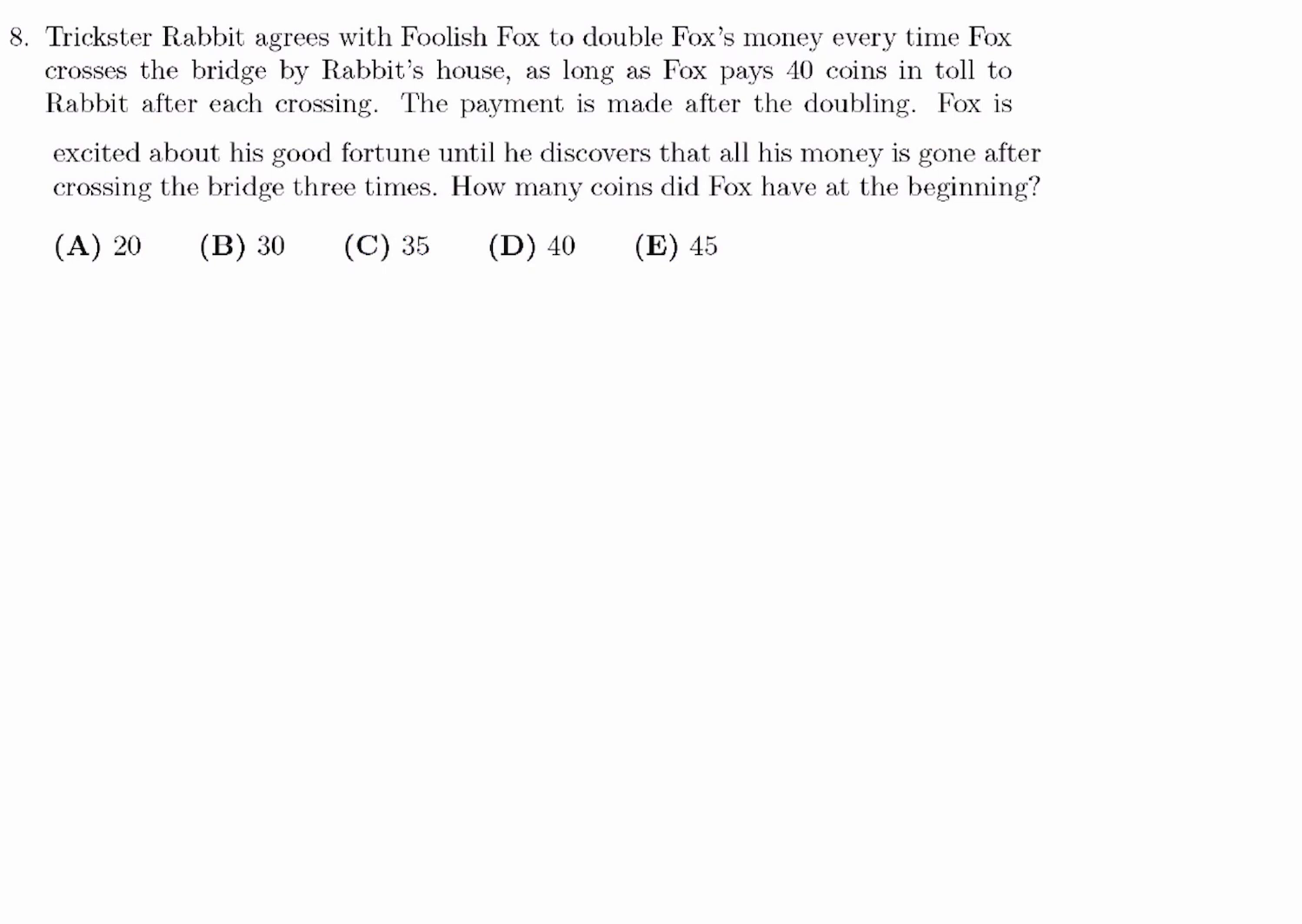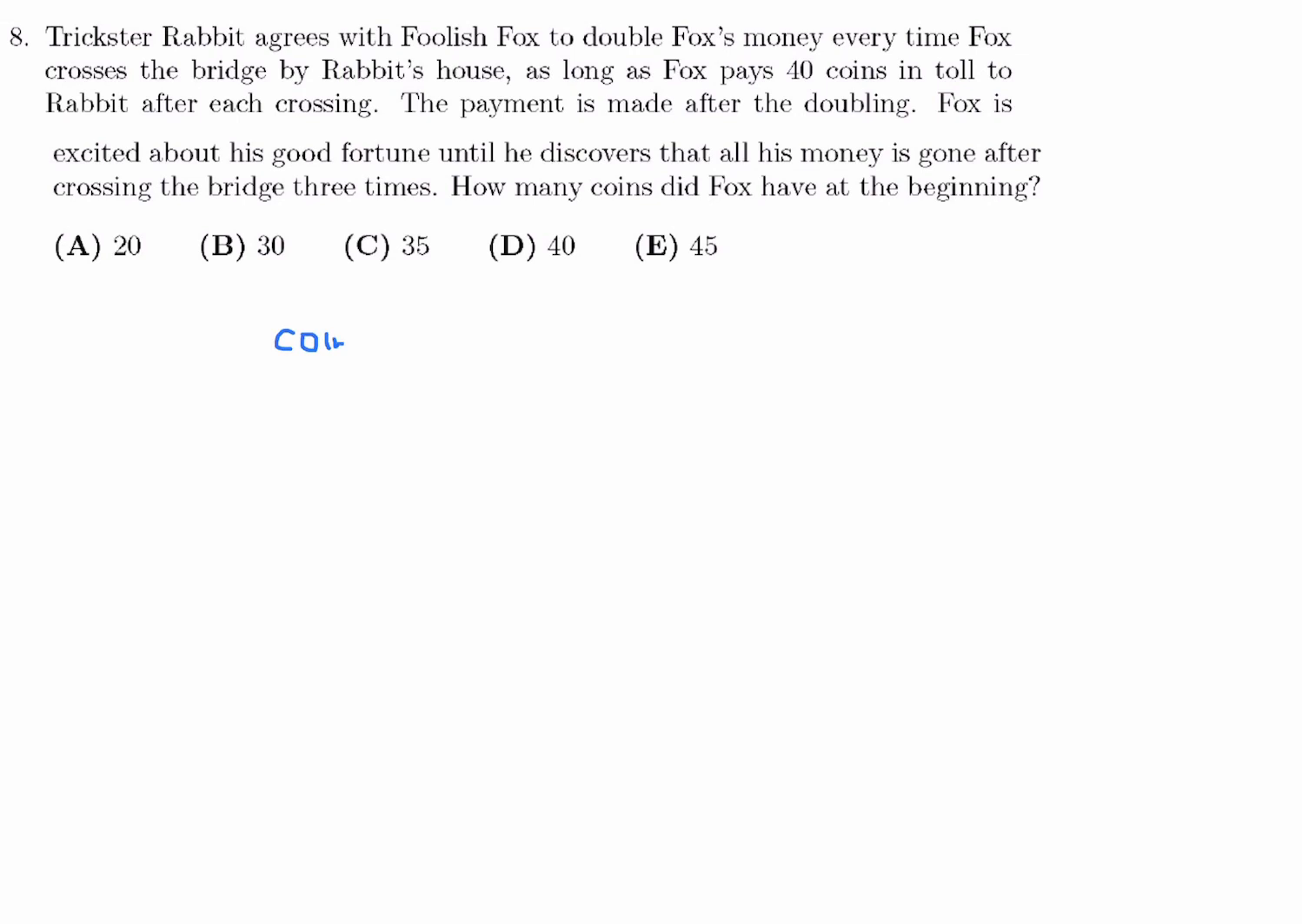Trickster rabbit agrees with foolish fox to double fox's money every time fox crosses the bridge by rabbit's house, as long as fox pays 40 coins in toll to rabbit after each crossing. The payment is made after the doubling. Fox is excited about his good fortune until he discovers that all of his money is gone. After crossing the bridge 3 times, how many coins did Fox have at the beginning?